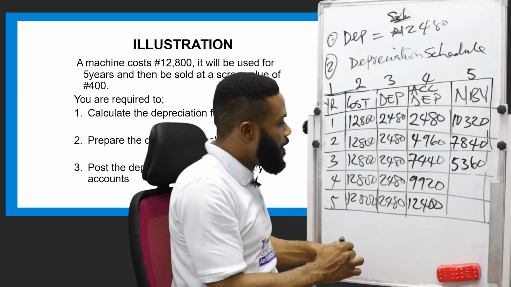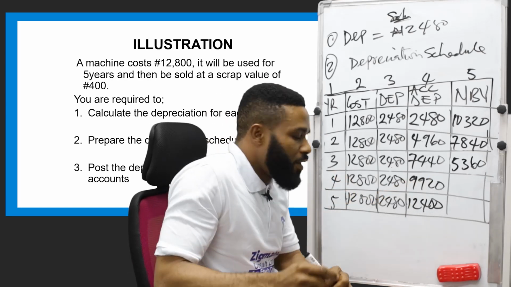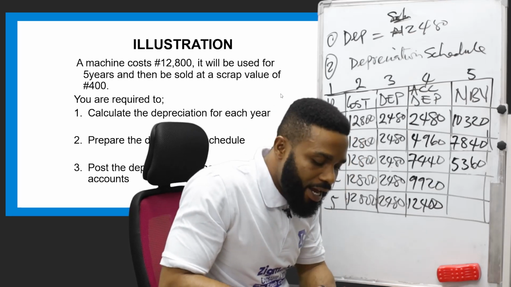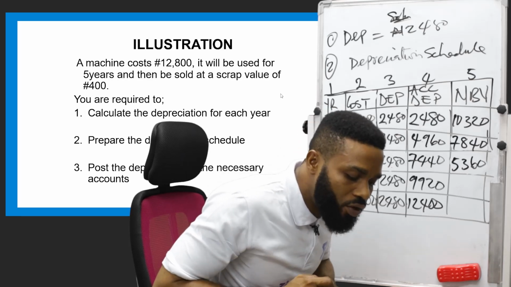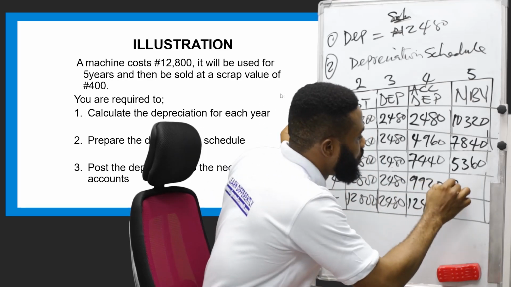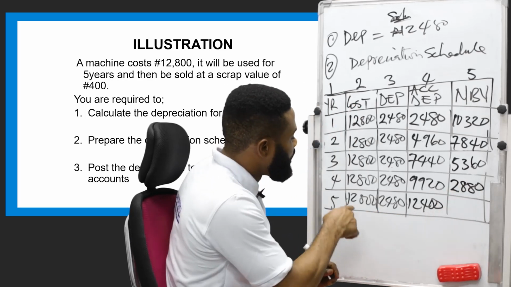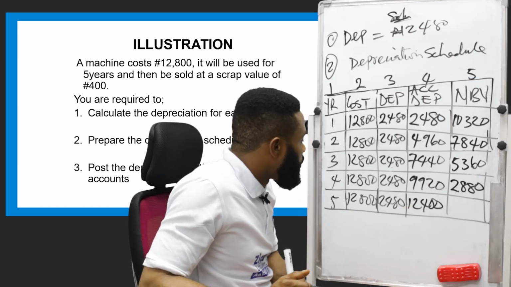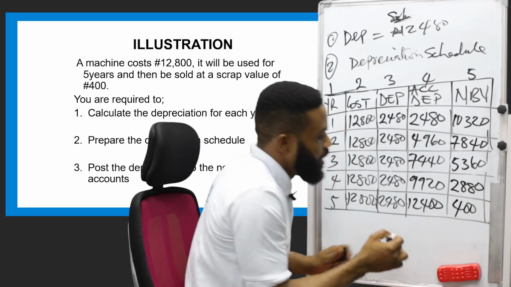5360. And then you subtract 9920 from 12800. 12800 minus 9920, you have 2880. And then when you subtract 12,400 from 12,800, you have 400 here.